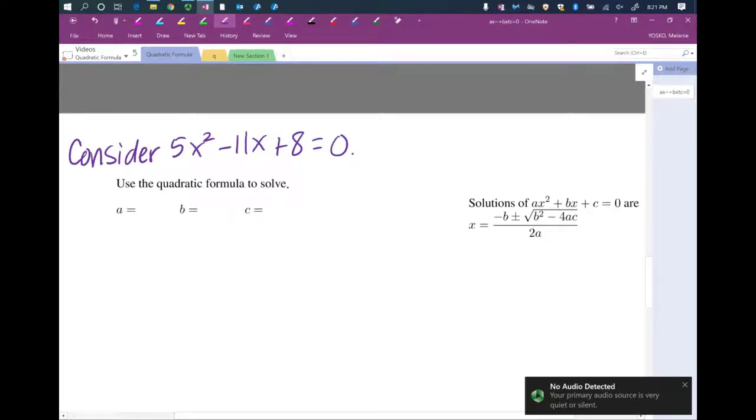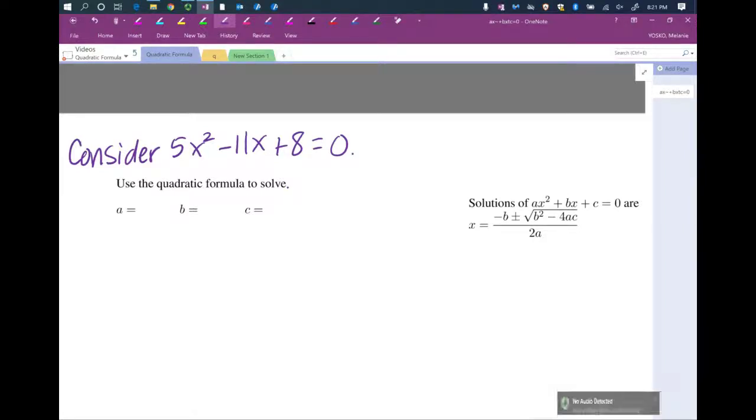So let's consider 5x squared minus 11x plus 8 equals 0. We're going to use the quadratic formula to solve this. We see that solutions of ax squared plus bx plus c equals 0 are given by x equals negative b plus or minus the square root of b squared minus 4ac, all divided by 2a.